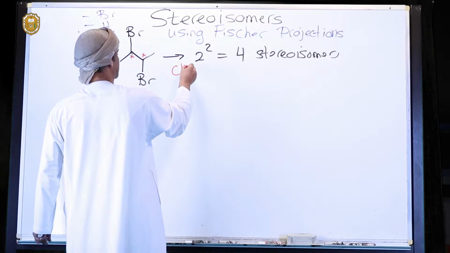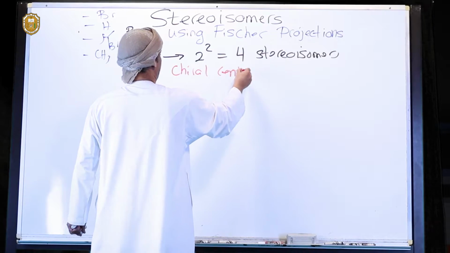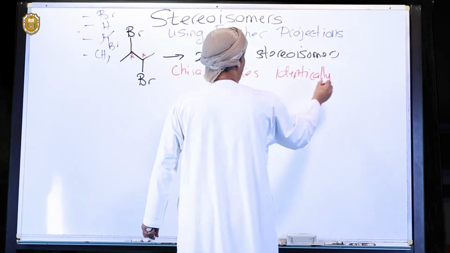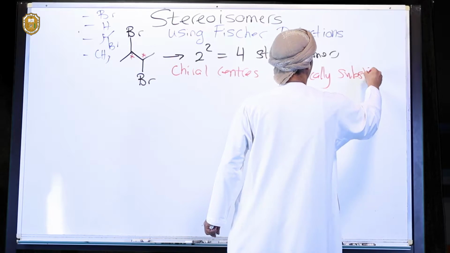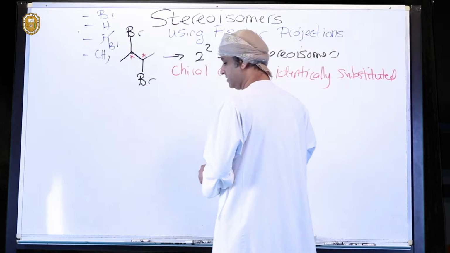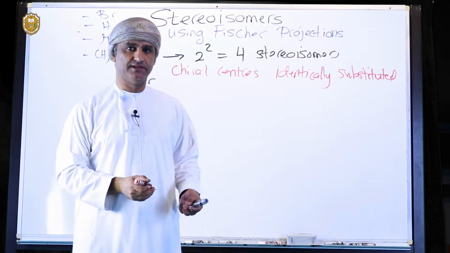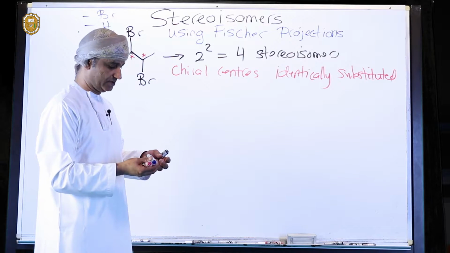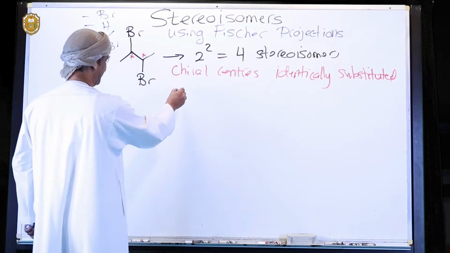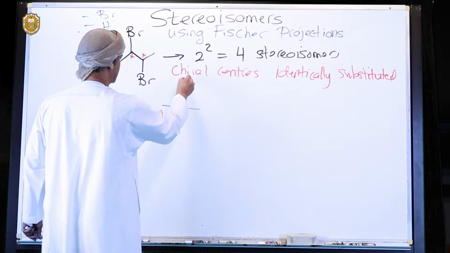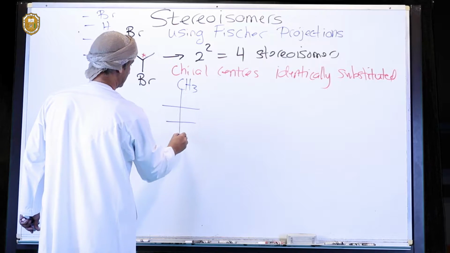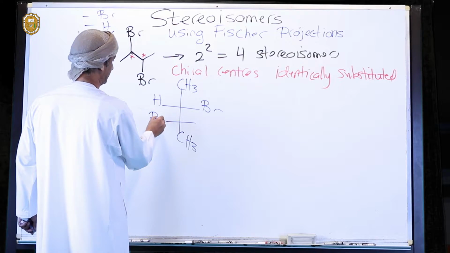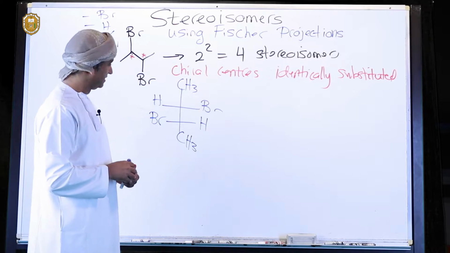So the chiral centers here are identically substituted. Now this will lead us to an important point which we will discuss at the end of this lecture. So let's begin with drawing the first stereoisomer. So this is the first one. This is the first stereoisomer.